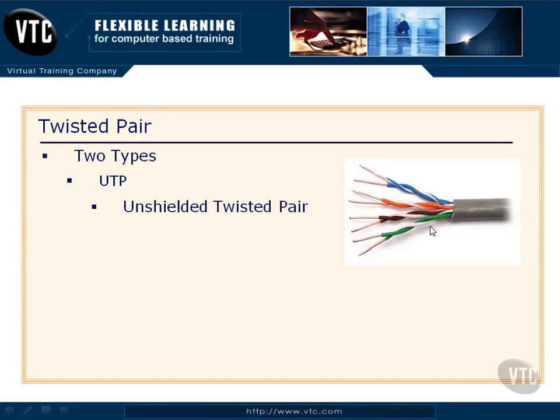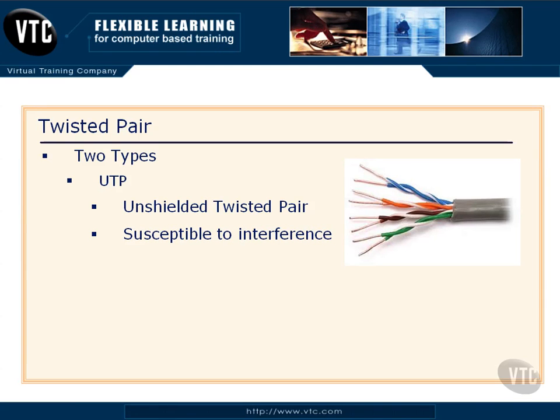Now this isn't a random twisting. These are twisted a certain amount of time, every so often or every so many feet. And what this does is it causes the cables to not crosstalk with each other. And we won't go any farther than that right now. But this unshielded twisted pair cable, notice it's just got a very simple plastic sheath around it, holding it all together. This is referred to as UTP, or unshielded twisted pair cable.